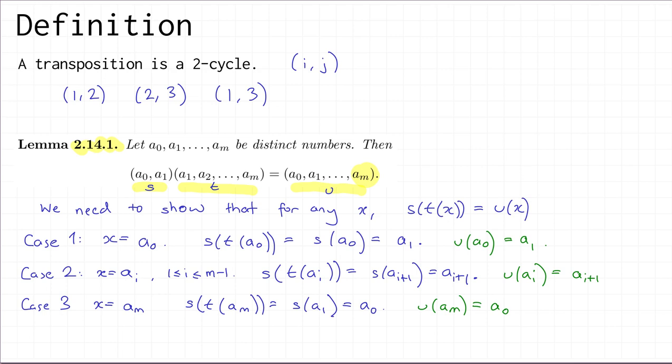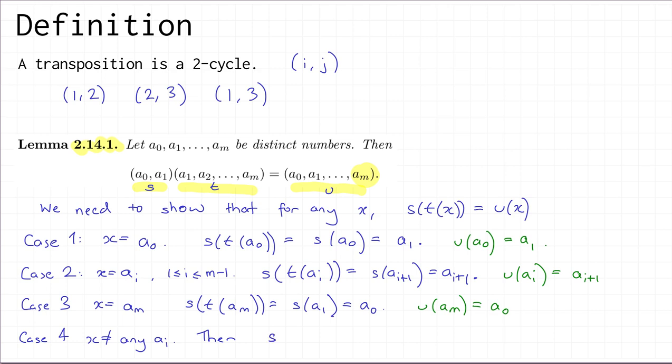All right, so there's only one case left to check, and that is what happens if x is not any of the ai's. Well, in this case, all of the permutations, s and t and u, just send x to itself. Remember the definition of a cycle. The cycle u sends a0 to a1, a1 to a2, and so on. Then it sends am back to a0, and any other number, it just leaves alone.